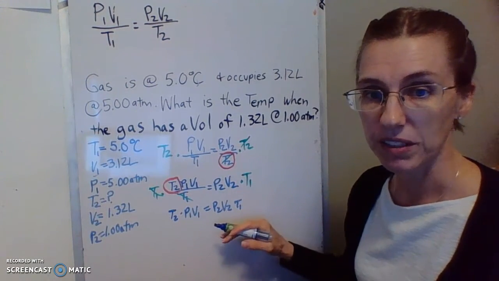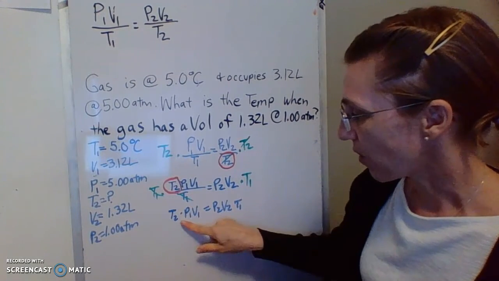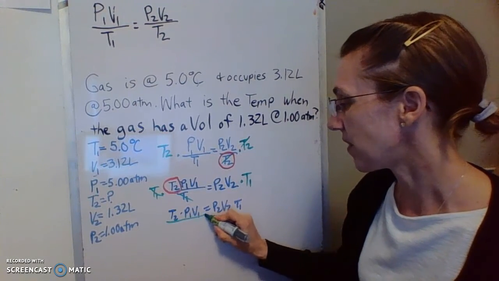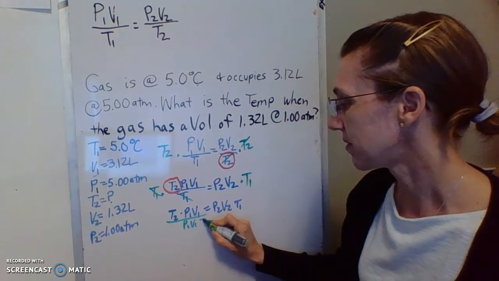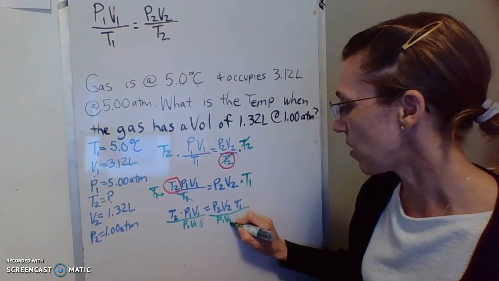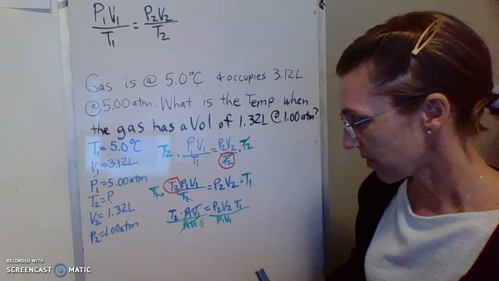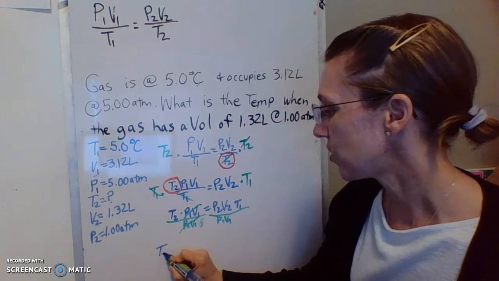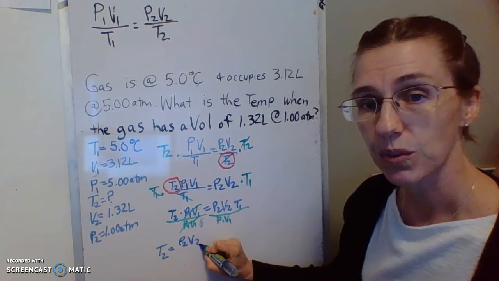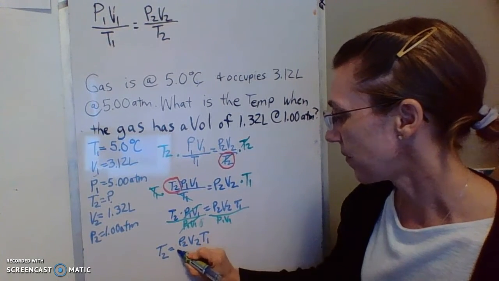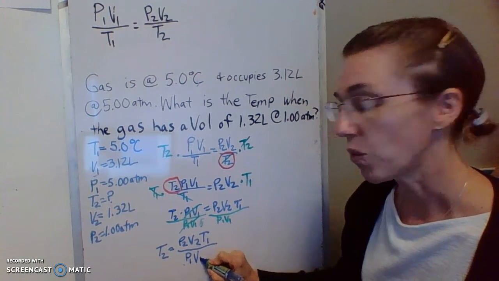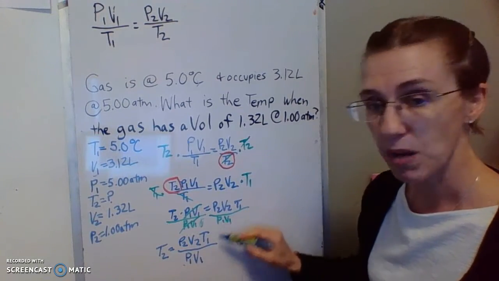This is all algebra. We're just solving for that variable. Now we've got to get T2 by itself, so we're going to divide through by P1 V1. If you do it to that side, you have to do it to this side. These guys cancel out. And so we're left with the fact that T2 is going to equal P2 V2 times T1 divided by P1 V1. Okay, so I just recopy that down here.